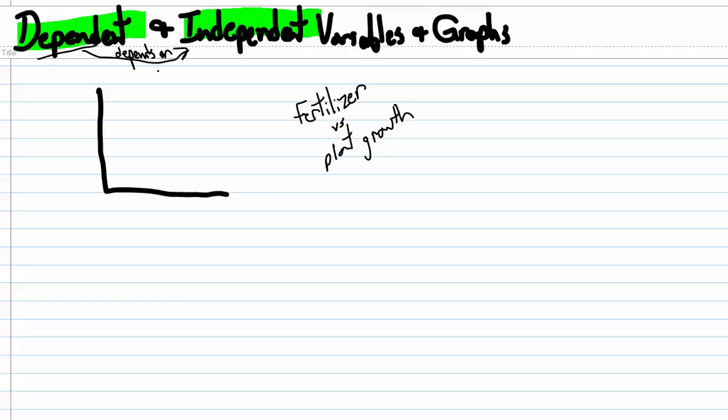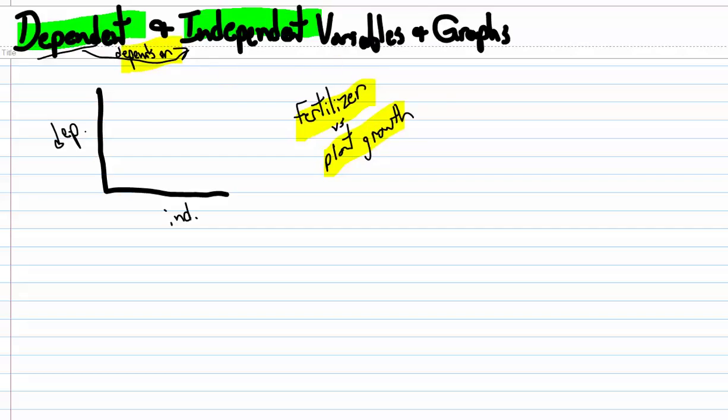So I told you that there was a convention, an agreement, kind of a rule that everybody follows. And the rule is that the dependent variable goes on the side and the independent goes on the bottom. So let's get back to our example of fertilizer and plant growth, and let's decide which one is which. What I like to do is say them as a sentence. The amount of fertilizer depends on the plant growth.